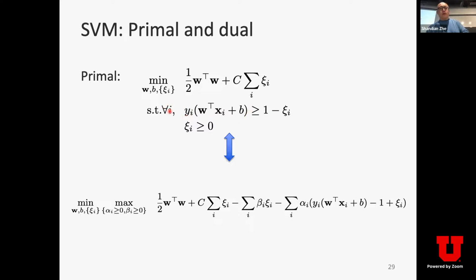Then for each constraint, you're going to introduce a Lagrange multiplier. So for the function margin constraint, we'll introduce alpha i. And for the non-negativity constraint for the slack variables, we will introduce Lagrange multiplier beta i. And then our Lagrange function will be the original SVM objective, here, right? Plus a linear combination of those constraint functions. Remember, we need to put a minus sign in both fronts because it must be something like g1(x) less than or equal to 0, right?